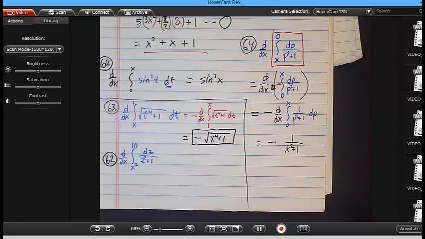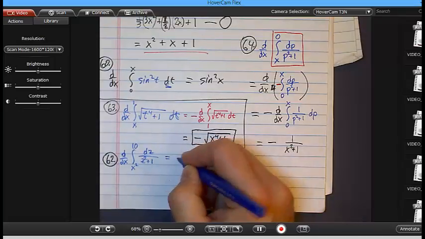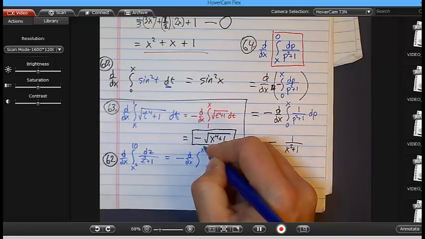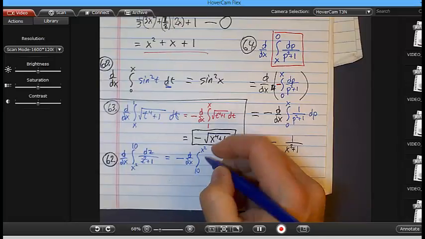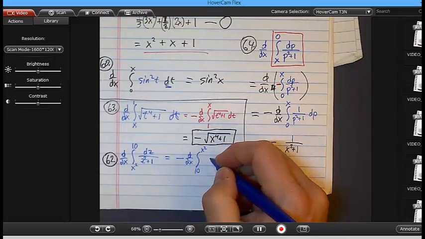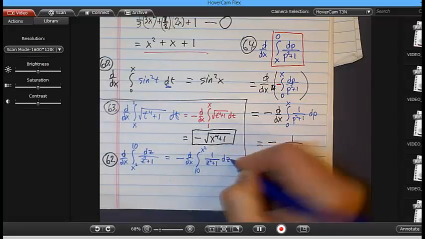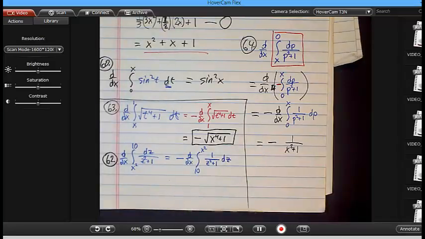Okay, number 62. First step, I'll do the same thing. But what do you notice is different about 62 that we haven't seen before? X squared. You have an x squared here instead of an x. And that's a problem. Okay? I'm going to write the inside like I showed you before, 1 over z squared plus 1 dz, just so that it doesn't cause any confusion.